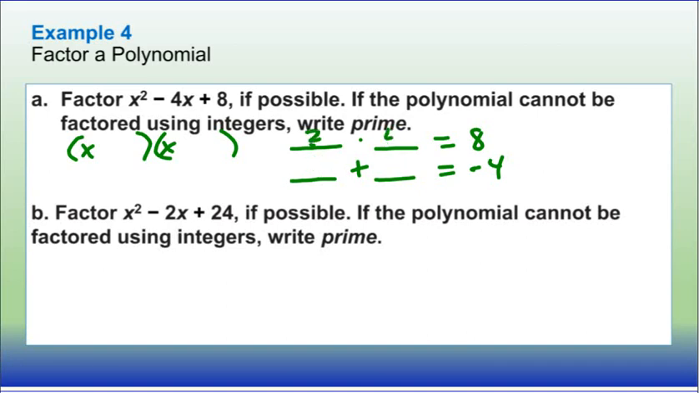My only other choice is 4 and 2. 4 times 2 is 8, but 4 plus 2 gives you positive 6, not negative 4. If I did negatives, negative 2 times negative 4 is 8, but negative 2 plus negative 4 is negative 6. So that doesn't work. So this one would be prime.